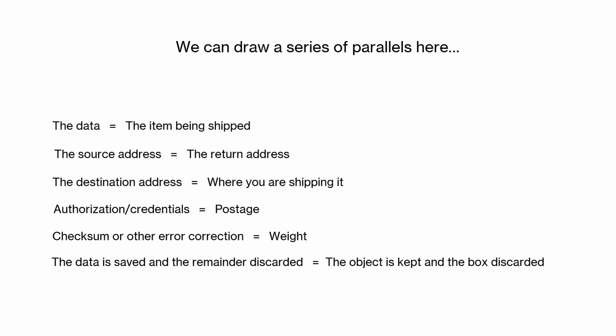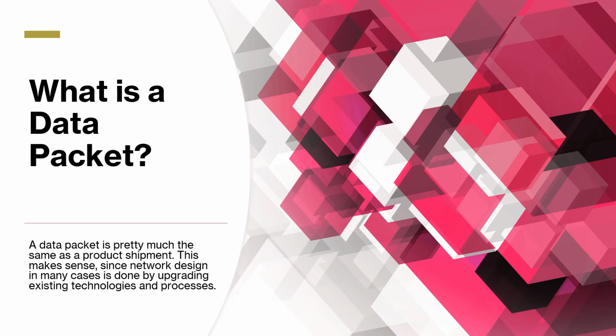And by doing so, I think we can reframe the answer to our original question. So now, when we look to answer the question, what is a data packet, perhaps we're not really going to answer it at all, except to compare it to something that we are already familiar with. A data packet is pretty much the same as a product shipment. This makes sense since network design in many cases is done by upgrading existing technologies and processes. So, off to answer the email that you probably just heard, and I hope this will help you later.